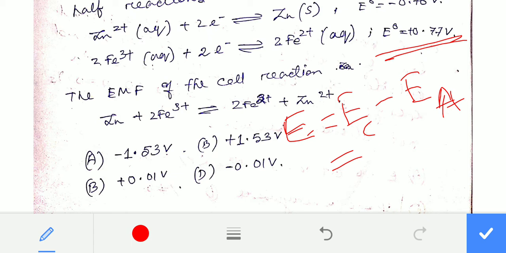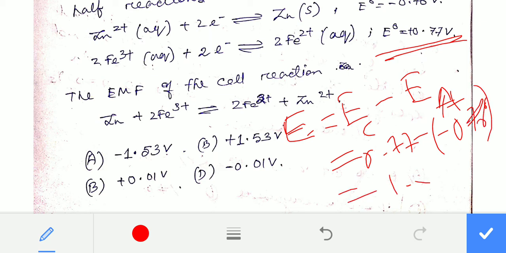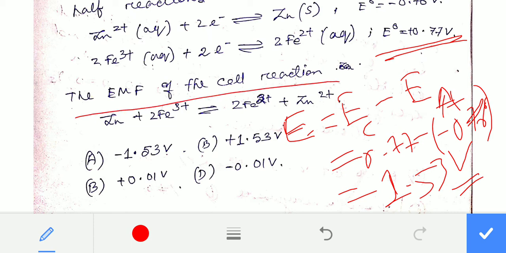E anode. That is the first half cell reaction, zinc 2+ converted to solid zinc, where E0 equals minus 0.76, and this value will be E anode. So if we put those values in, 0.77 minus (minus 0.76), if we solve this, we will get 1.53 volt, and this is the EMF of the cell. So in E cathode minus E anode, the larger value is E cathode and the lesser value is always E anode. The EMF of this cell is 1.53 volt. So for this question, option B is the right option.